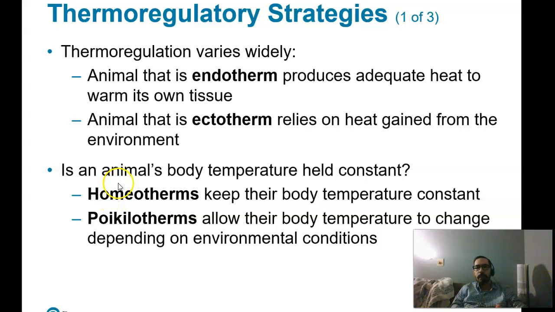And then you can also look at how that temperature is held. If it's constant, then it's classified as a homeotherm because these keep their body temperature constant. If it varies depending on the environment, then it's classified as a poikilotherm. So an animal can be both things. It could be an endotherm homeotherm, right? It could also be a poikilotherm ectotherm.